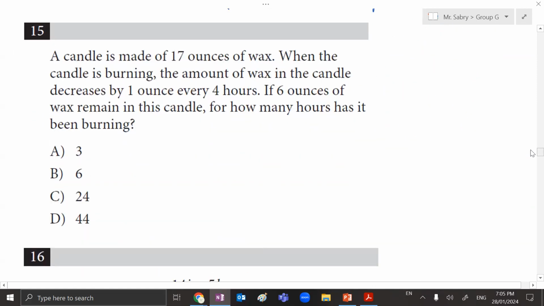15. A candle is made out of 17 ounces of wax. When the candle is burning, the amount of wax in the candle decreases by 1 ounce every 4 hours. If 6 ounces of wax remain in this candle, for how many hours has it been burning? I'll put the rate that I have. عندي هنا ounces وhours. This is a rate that I have. عندي الـ 1 ounce بيقل every 4 hours. I had 17 ounces of wax at the beginning and I was left في الآخر بـ 6 ounces.